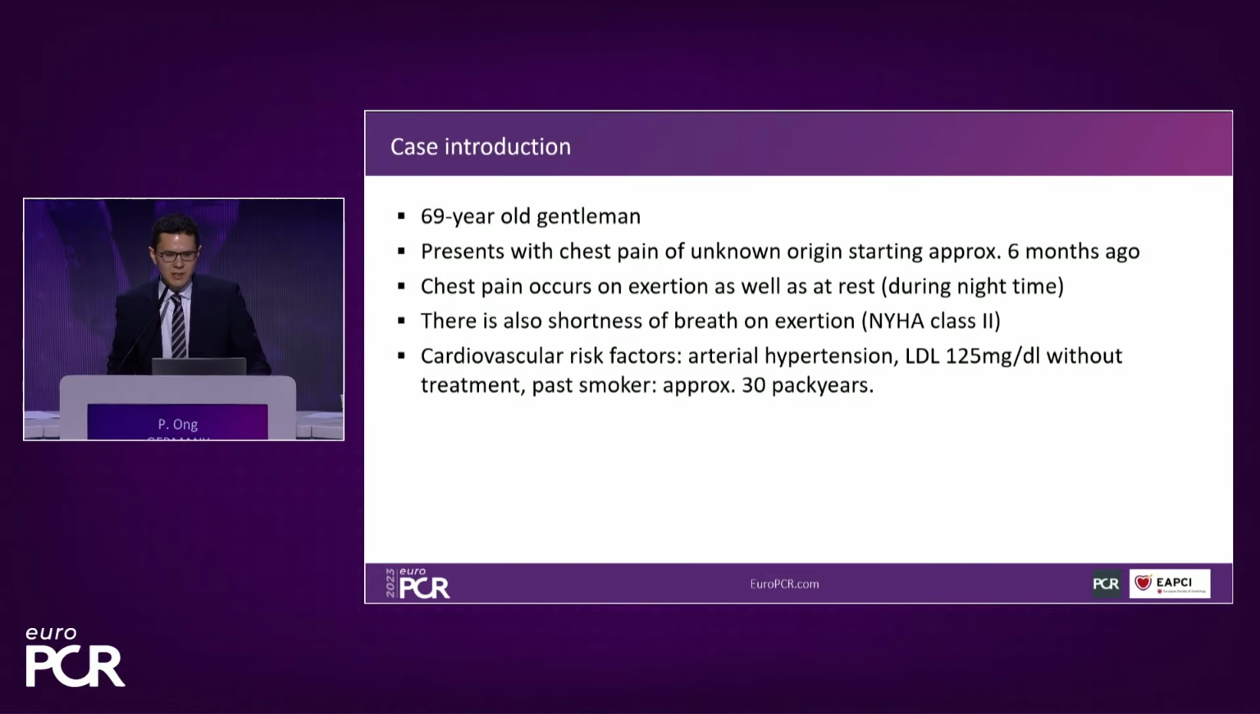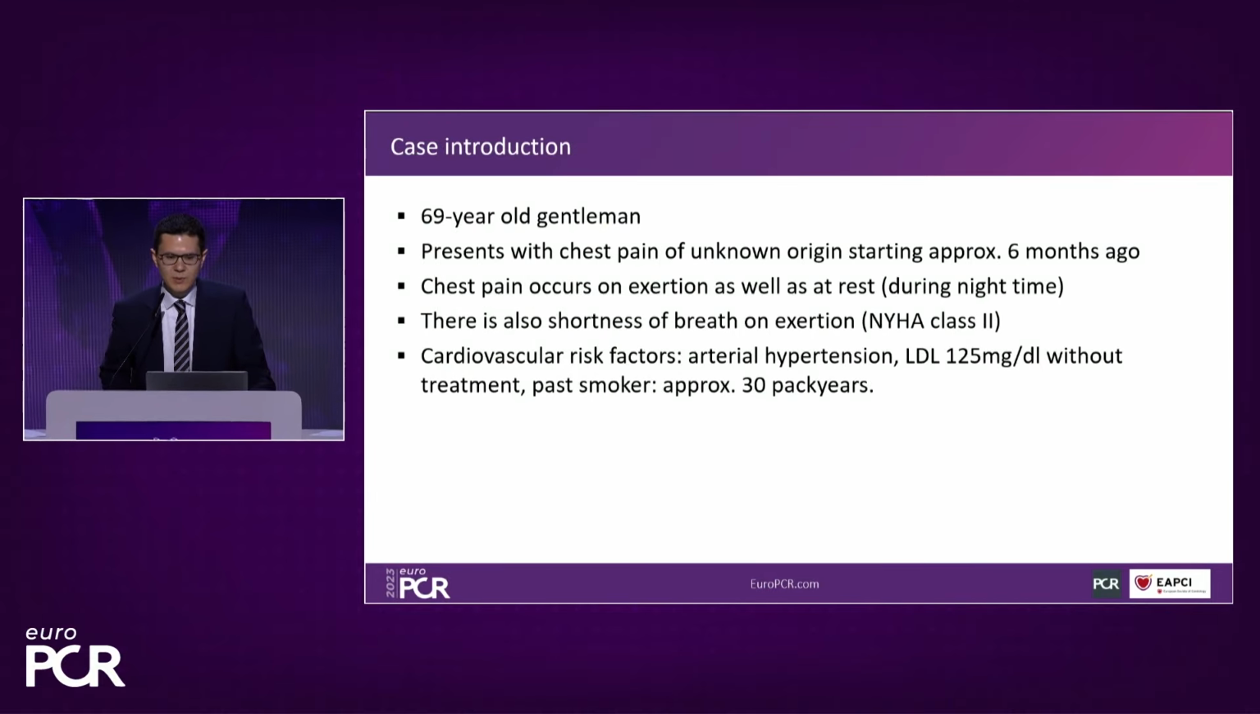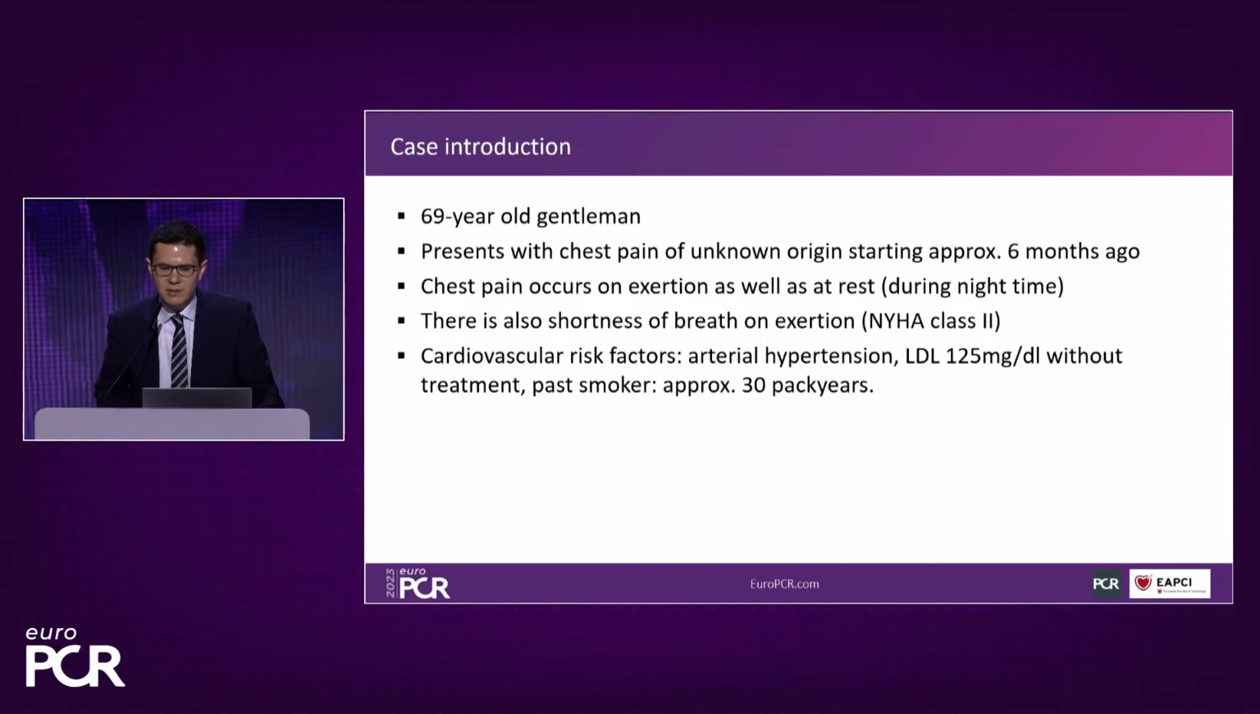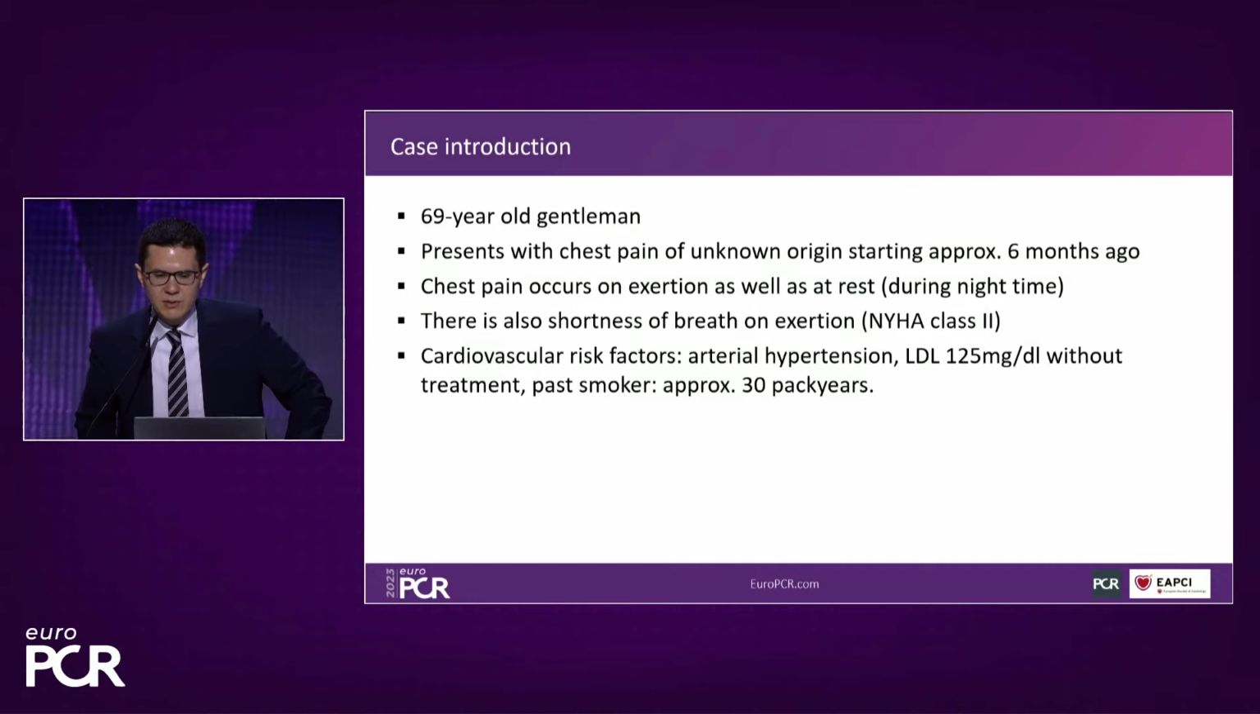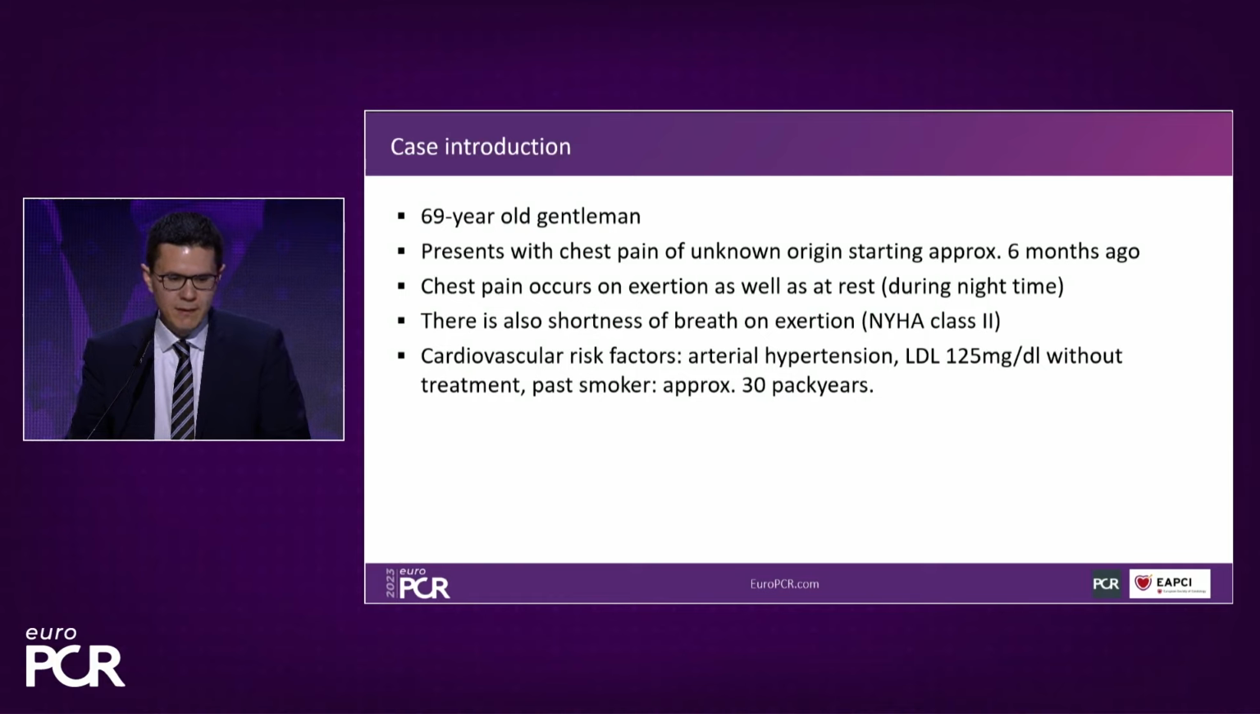It is a 69-year-old gentleman. He presents with chest pain of unknown origin, starting approximately 6 months ago. The chest pain occurs on exertion as well as at rest and also during nighttime. There's also shortness of breath on exertion, NYHA class 2. And he has hypertension, an LDL of 125 milligram per deciliter without any treatment. And he's a past smoker with approximately 30 pack years.